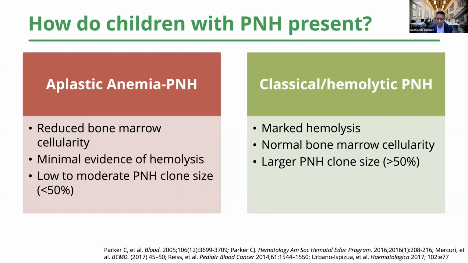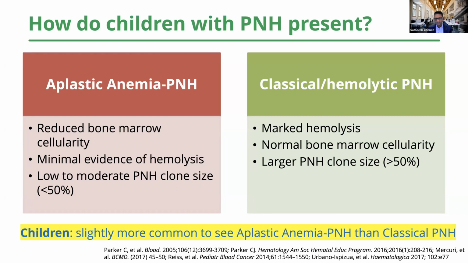Now, this aplastic anemia PNH is slightly more commonly seen in pediatric patients than the classical PNH. And this could explain why children have a slightly lower amount of hemolysis, but they also have fewer white blood cells, platelets and red blood cells, because they have more of this aplastic anemia PNH.